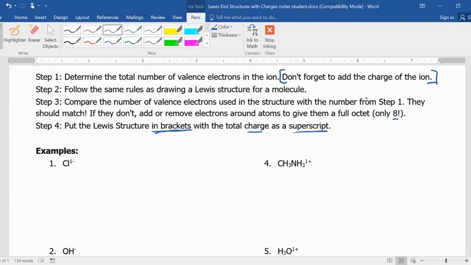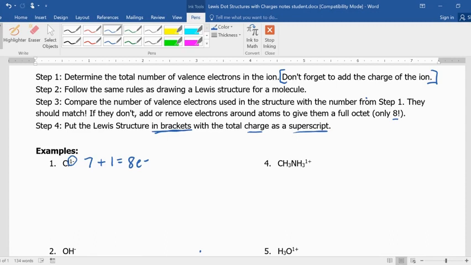If we look at our periodic table, chlorine is a halogen, so chlorine has 7 valence electrons. However, because it has a charge of -1, this means it has an extra electron. Because electrons are negatively charged, if it has a negative charge, that means there's an extra one. And if something had a positive charge, that means you would subtract 1. So here, because chlorine has 7 and it has a charge of -1, we have 1 extra electron. So we're going to have 8 electrons to work with.